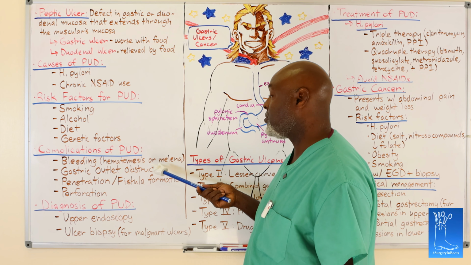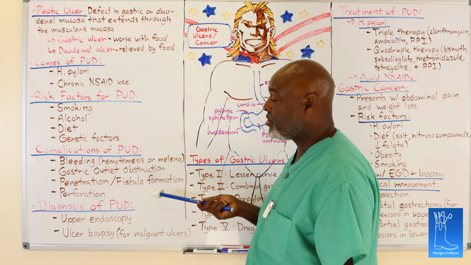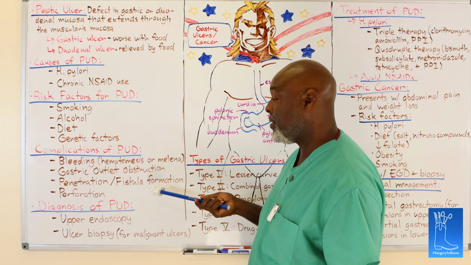Gastric outlet obstruction requires surgery. Penetration and fistula is just a pain in the butt to deal with, or pain in the stomach, that's a better way to look at it. With regards to the diagnosis of peptic ulcer disease, history and physical is always the first line. After a history and physical that gives you a suspicion of a peptic ulcer, upper endoscopy, EGD, is the first line of diagnosis. It's a good way to look at it, see exactly what's going on.